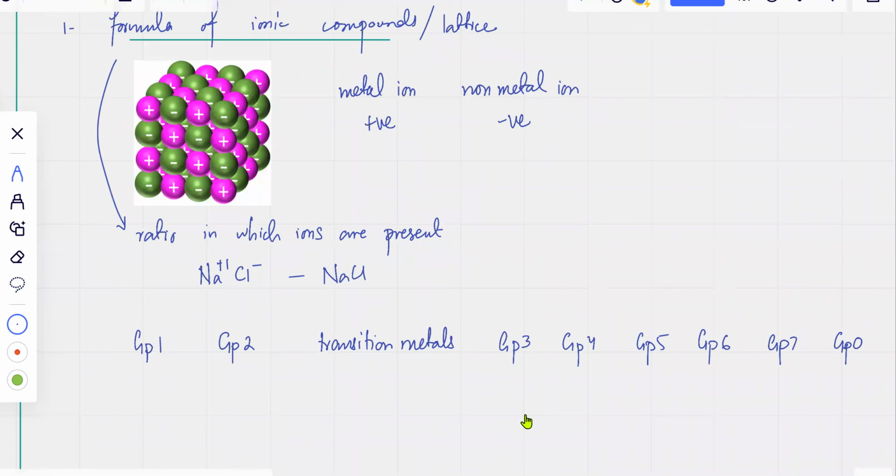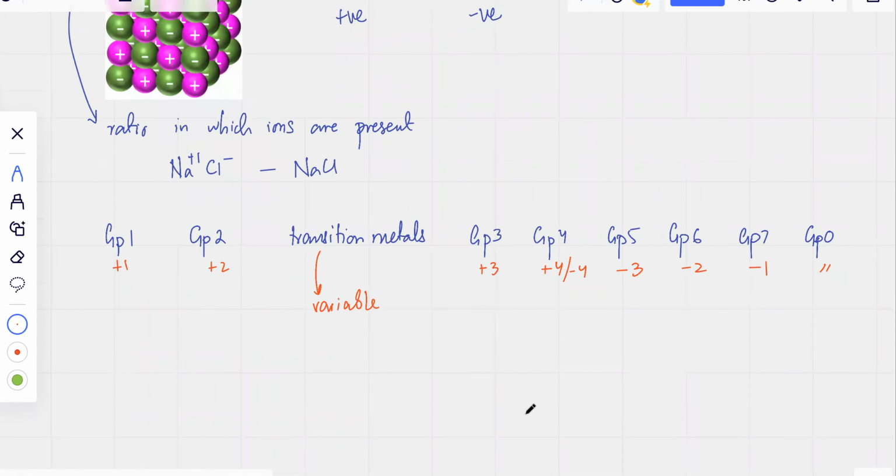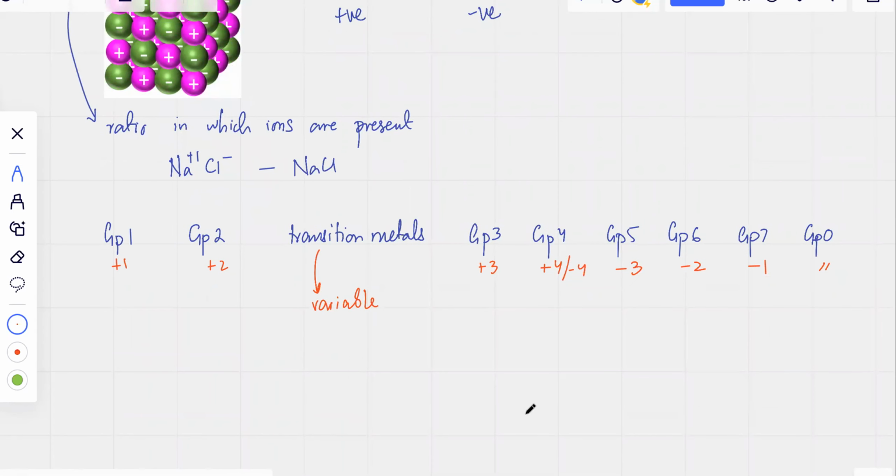So what charge does each have? Group 1 obviously has +1, group 2 is +2, group 3 is +3. Group 4, if it forms an ion, it's going to be +4 or -4. It could form both. Group 5 would be -3. Group 6 is going to be -2. Group 7 would be -1. And group 0 is not going to have any charge. And transition metals have variable charges, so you can't tell beforehand. You're not sure what the charge is going to be. Iron could be +2, it could be +3, it could have many different oxidation states or charges. So you can figure out the charge of different elements by just looking at the periodic table.